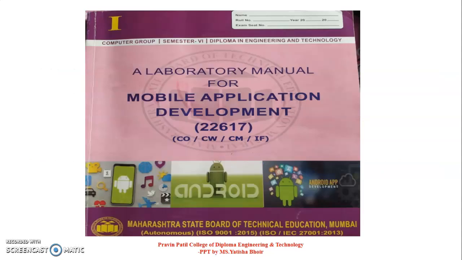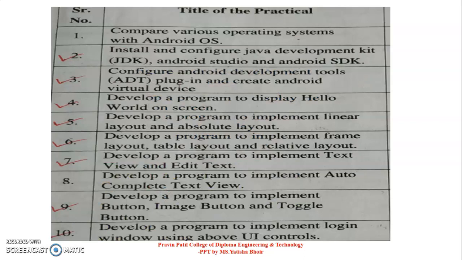Now we will see the manual of mobile application development. Subject code is 22617. The practicals which are red marked will be performed. The practicals marked with a red pen are the ones we have to perform. So there are a total of 27 practicals we need to perform.